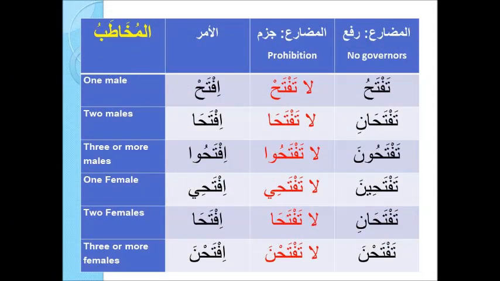Al-mukhatab, the second person pronouns are as follows. For the mudari' within the state of rafa, taftahu, taftahani, taftahuna, taftahina, taftahani, and taftahna. And in jazm, as we took in the prohibition verb, la taftah, la taftaha, لا تفتحوا، لا تفتحي، لا تفتحا، لا تفتحن. And the amr, the command verb, which has the same endings as the state of jazm. افتح، افتحا، افتحوا، افتحي، افتحا، افتحن.